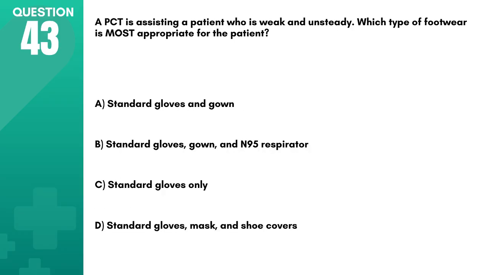Question 43. A patient needs assistance transferring from the bed to the chair. The patient can bear some weight but is unsteady. What is the best transfer method? A. Full lift using a mechanical lift. B. Dependent transfer with two-person assist. C. Squat pivot transfer using a gait belt. D. Independent transfer without assistance.